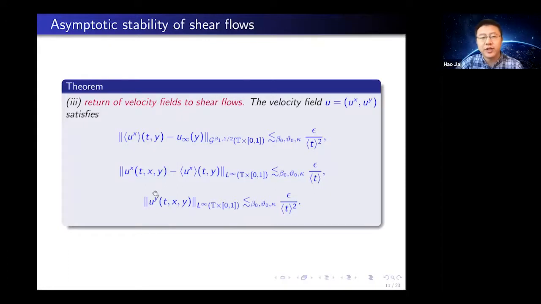So the velocity field initially could be quite complicated, but in the end, the perpendicular direction component will go to 0 with 1 over t square rate, and the horizontal direction will converge to a final profile of u infinity y with a specific rate. So that is saying that if you initially have a perturbation, then in the end it will just become another shear flow.